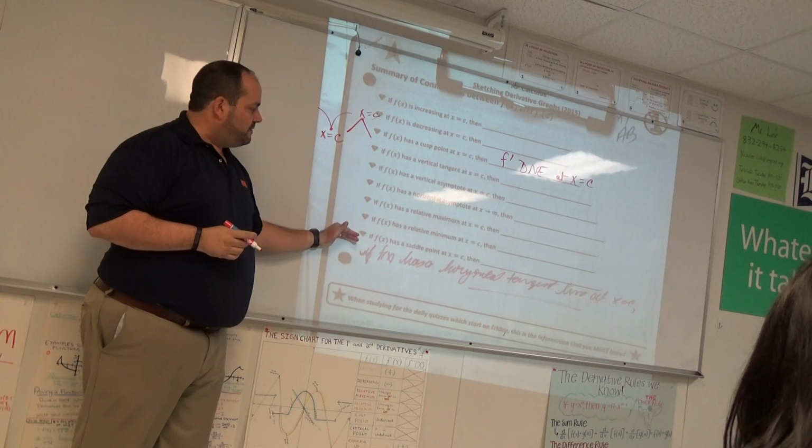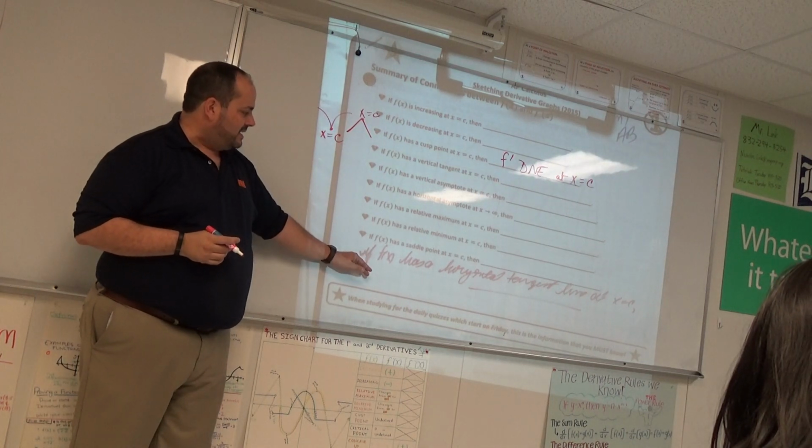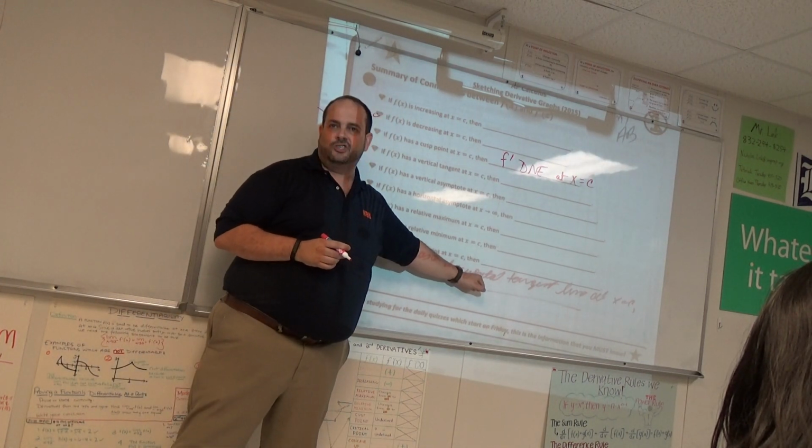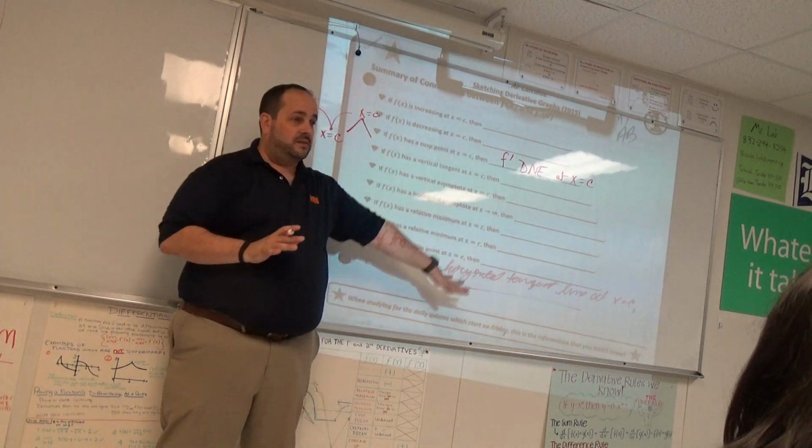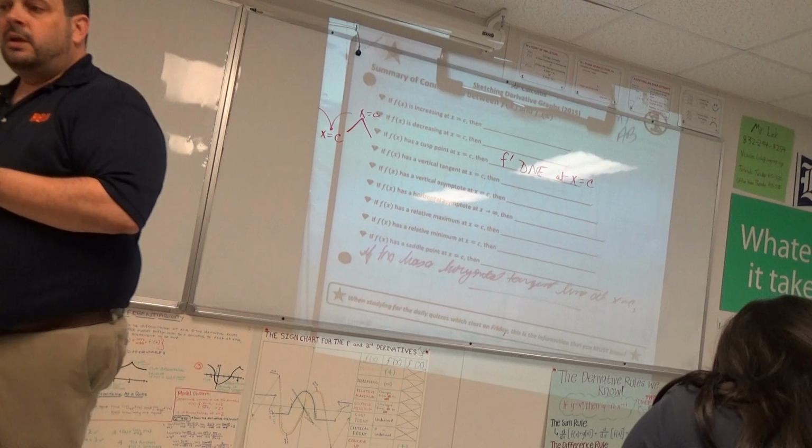5 minutes. Finish these off. This last one I want you to add on says if f has a horizontal tangent line at x equals c, tell me about f prime. 5 minutes. Fill them out. If you don't know, use the cups.